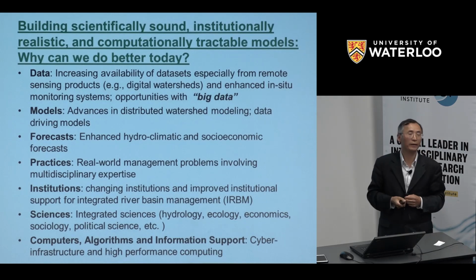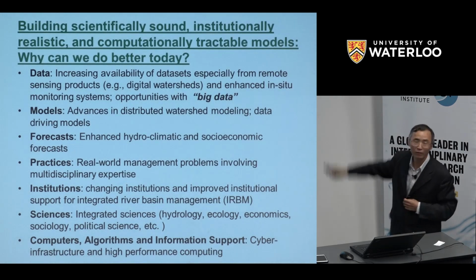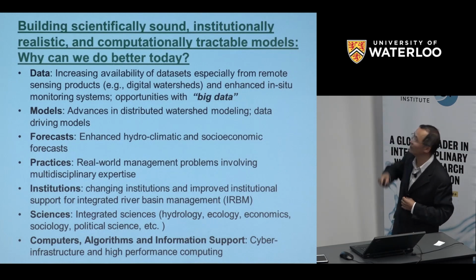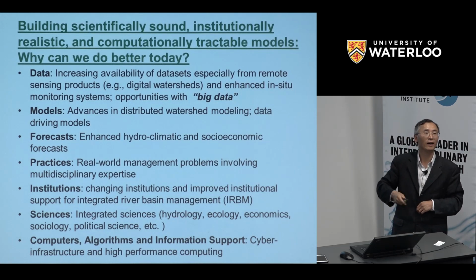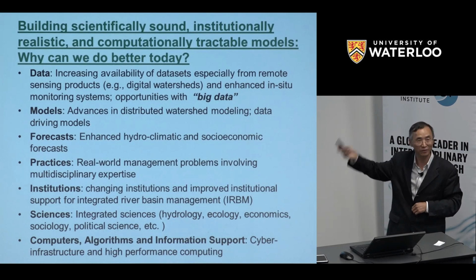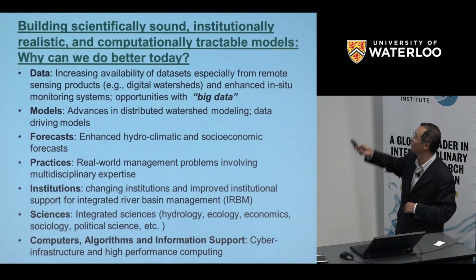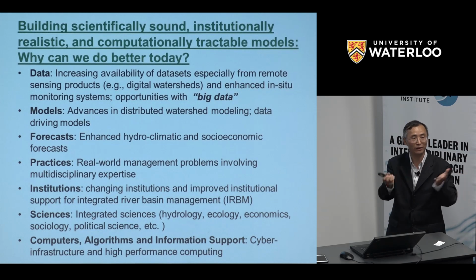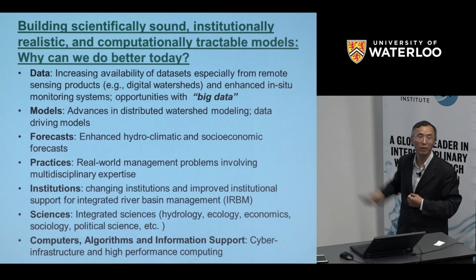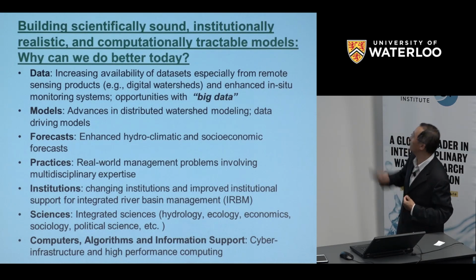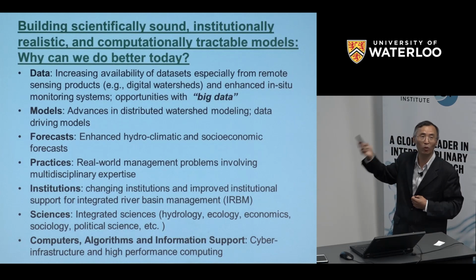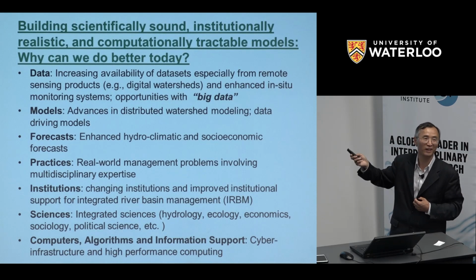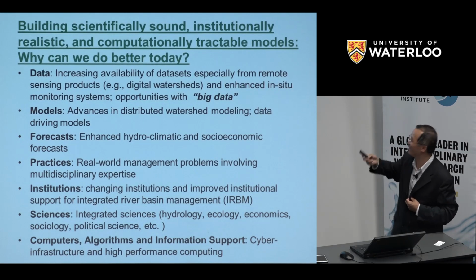And why could we do better? There are many reasons. From the data side, we are talking about big data, social media, with cyber infrastructures. On models, we just talked about different social science models and physical science models. We have better models than before, and also the climate scientists provide us better forecasts. That's more like an assumption, okay?